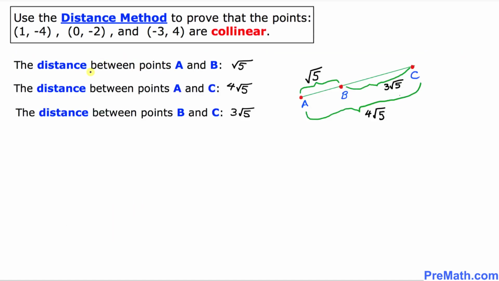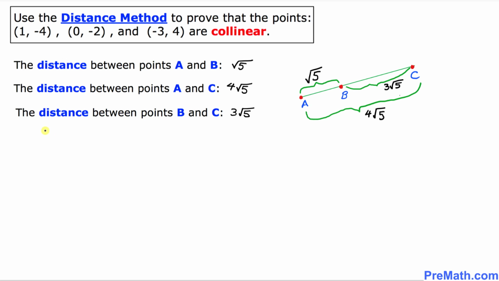And here in our final step, we have just put down all the information that we have calculated. The distance between A and B is the square root of 5. The distance between A and C is 4 times the square root of 5, and the distance between B and C is 3 square root of 5, and here I have put it in a nice kind of figure.